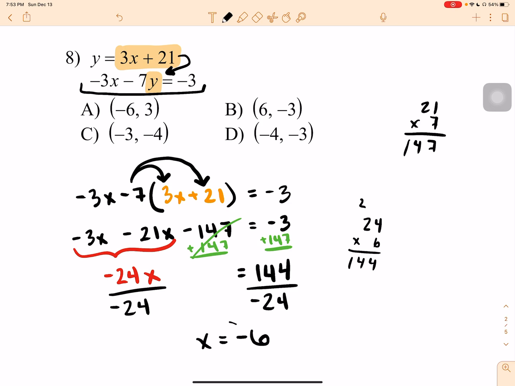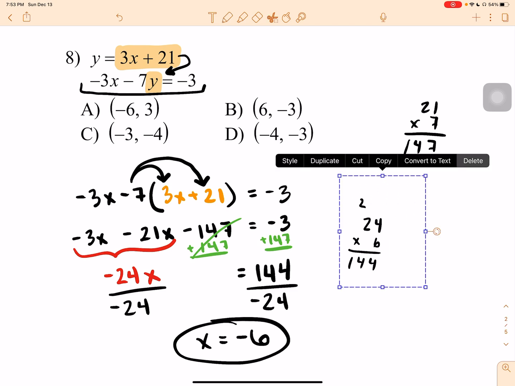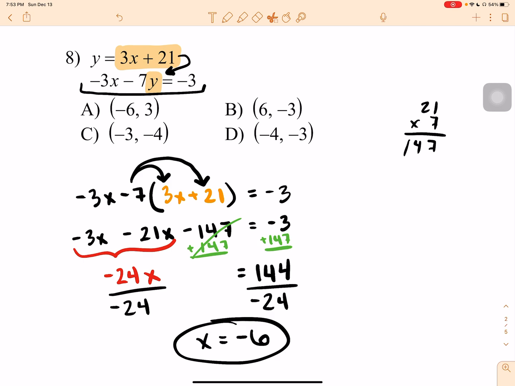And again, there's only one answer that has x equals negative 6, but I would like you to still substitute it in for one of the equations up here. So if we have y equals 3x plus 21, let's plug in the x into this equation and make sure that we do get the 3 that's there in the answer choice A.